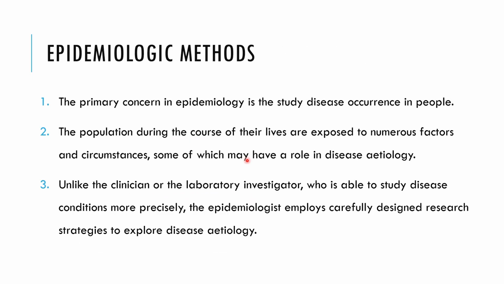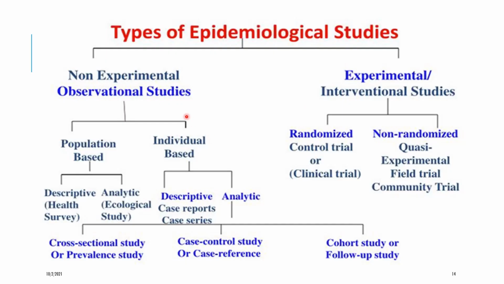Armed with the knowledge of rates, ratios, and proportions, which are our basic tools of measurement in epidemiology, and also with the knowledge of incidence and prevalence, let's see how all this can be applied in epidemiology, which is nothing but the study of disease occurrence in people, that is, what is the incidence and prevalence. This brings us to the classification of epidemiological studies. Broadly, it's classified as non-experimental or observational studies and experimental or interventional studies.